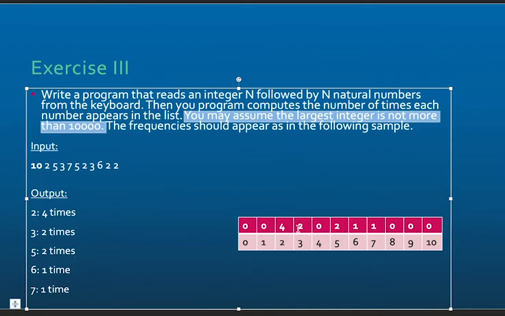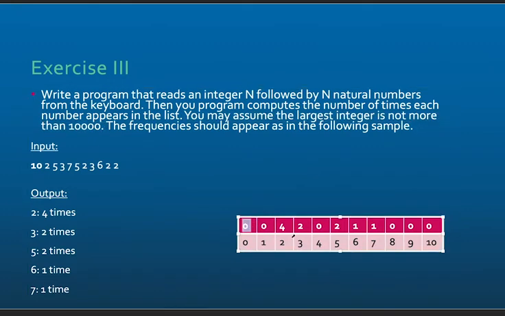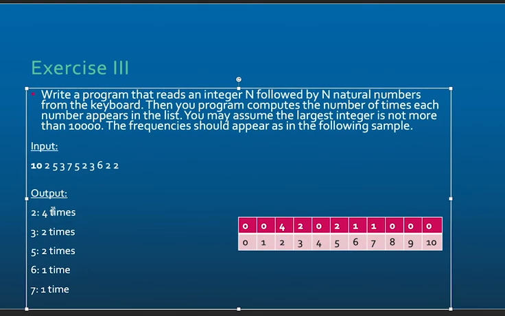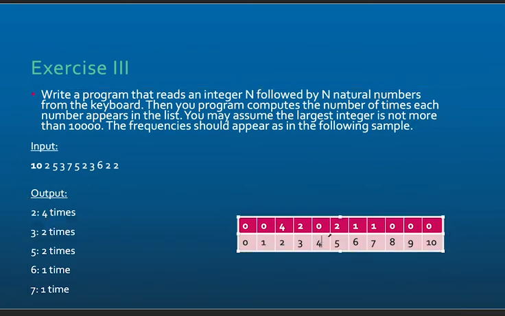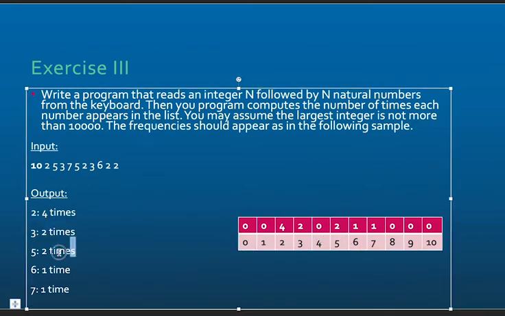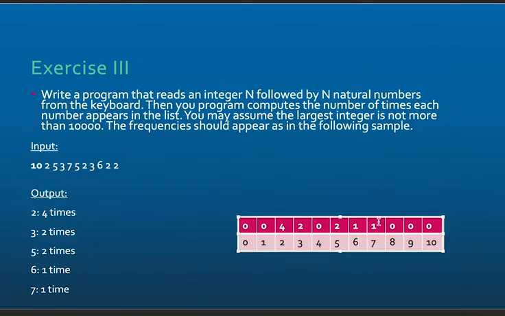Now what do we do last? We go over this list, and every time we have a number that is not 0, we print the index and what's inside it. So 0 we won't print, 1 we won't print, 2 we care about because inside it there is no 0. So we say 2, 4 times. Then we go to 3, we find 2 inside it, so we say 3, 2 times. 4 we skip because inside it is 0. 5 has 2, then 5 2 times. 6 1 time. 7 1 time. 8, 9 and 10 we skip. So that's the way to think about this problem correctly in order to have this output.